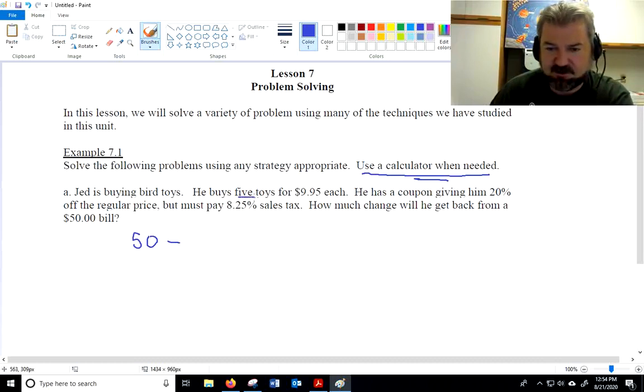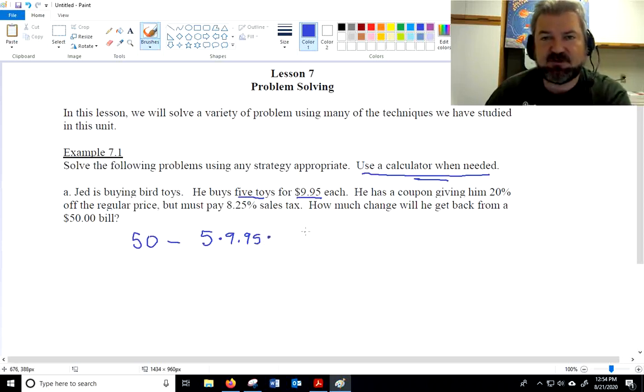So let's just do a part. 5 times $9.95. But I have a coupon that's 20% off the regular price. So I get to multiply that by 20% off. So let's talk about what that is. 20% off of something means you pay 80% of it, right? If I had a $100 item and I get 20% off, I'm going to pay $80. So that's what I'm going to multiply by. I'm going to multiply by 0.8, not 0.2, 0.8.